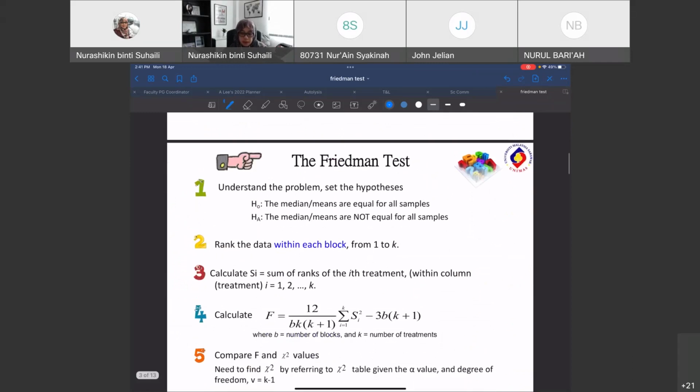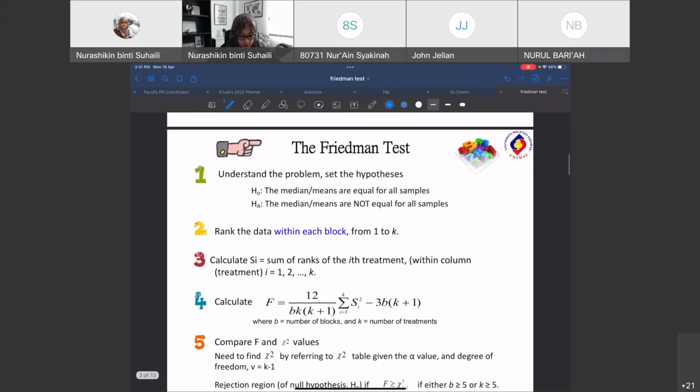So here are the steps of Friedman test. The first step is always to understand the problem and set the hypothesis. So you have to refer to your problem specifically and state specifically the samples. If it is false, state false. If it is team, state team or whatever. And then the second step is to rank the data within each block.